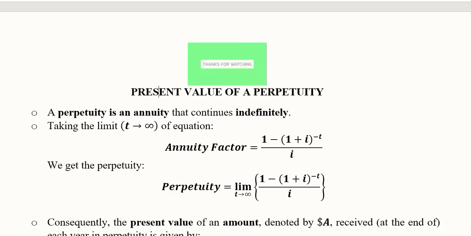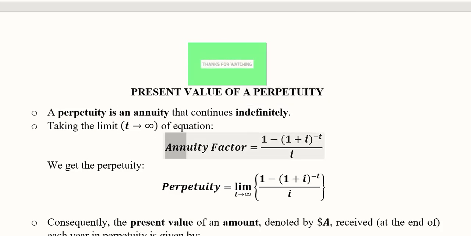Hi there, in this video we will learn about the present value of certain situations where there is perpetuity or where the benefits are increasing over time or decreasing over time. So let's start with the first possibility, and this possibility deals with the perpetuity. What is a perpetuity? It's basically an annuity that continues indefinitely.